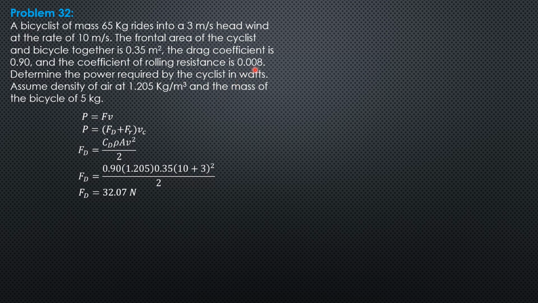while the rolling resistance, Fr, is just the coefficient of rolling resistance times the normal force. And the normal force is simply the weight of the bicyclist and the bicycle combined. So it is the coefficient of rolling resistance times the normal, but the normal is the weight, or mg. So Fr is 0.008 times 65 plus 5 times 9.81.